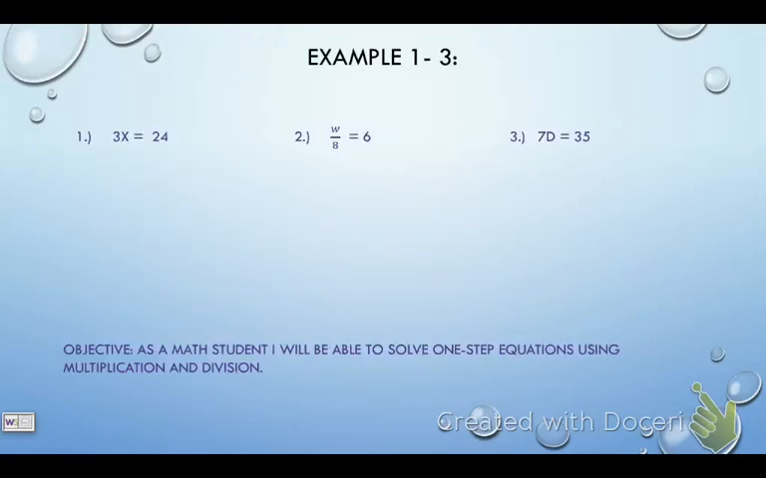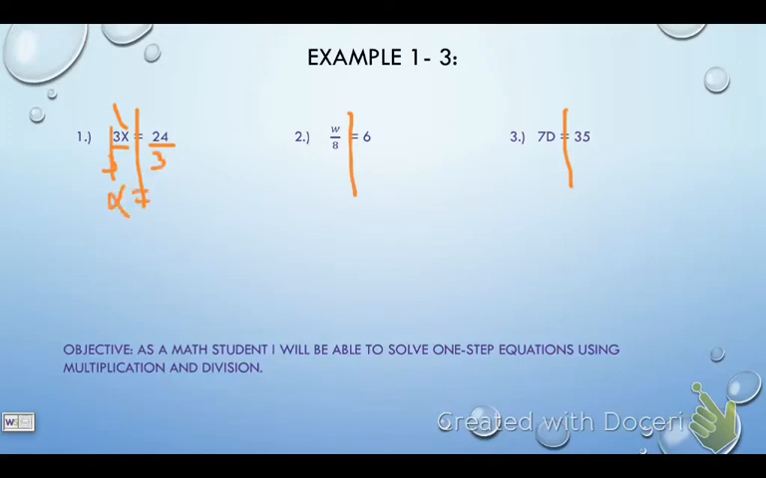Example number 1. Remember, we have to draw that line, always draw that line. The very first thing we want to do is identify where the variable is, and we want to put it on one side by itself. This is multiplying, so we want to do the opposite, the inverse. The inverse of multiply is divide. So we want to divide both sides by 3.